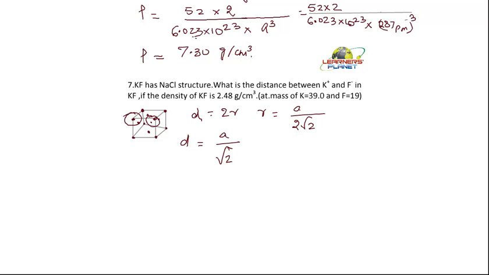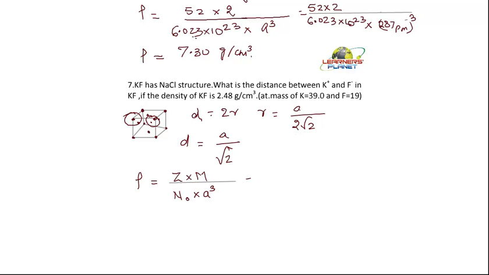Now you are provided with a, the edge length? Do you have a over here? No. But you can find it out. How? You are provided with the density. Density is equal to Z into M, divided by the Avogadro number, N naught, and a cube.